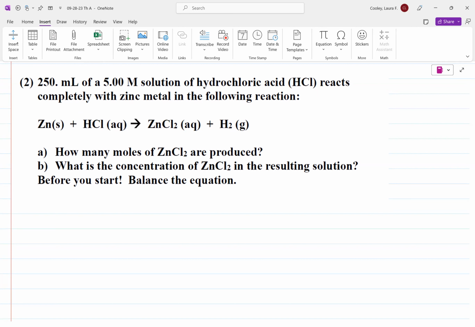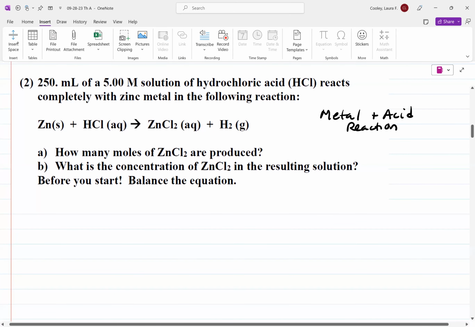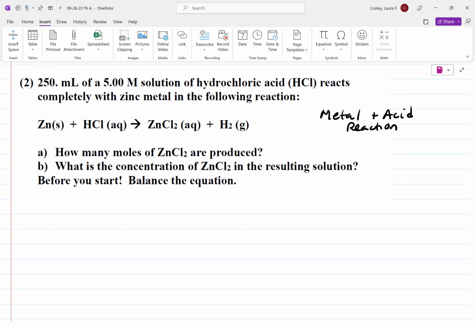250 mLs of a 5.00 molar solution of hydrochloric acid, that's HCl, reacts with zinc metal in this reaction. This is a reaction we're going to study next week. It's called a metal, I call it anyway, a metal plus acid reaction. And you end up with hydrogen gas and an ionic compound that's formed from the ion of the metal and the chloride, in this case from the acid. But the mechanics of how this reaction works and what products you get is something we're going to study next week. But what's asked here is how many moles of the product zinc chloride are produced?